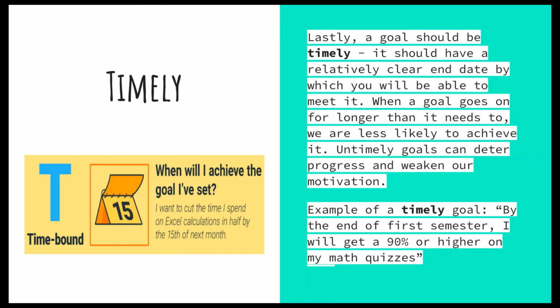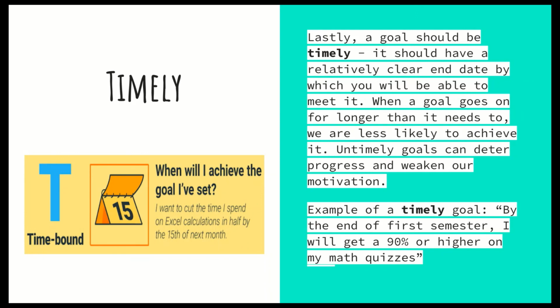We want to set a time date for our goal. That way we know, okay, I need to make such and such progress by such and such time. And it'll really help you plan out how to meet your goal. Okay. So this is my fully refined good grades goal. This is an example of a good timely goal. By the end of first semester, I will get a 90% or higher on my math quizzes.